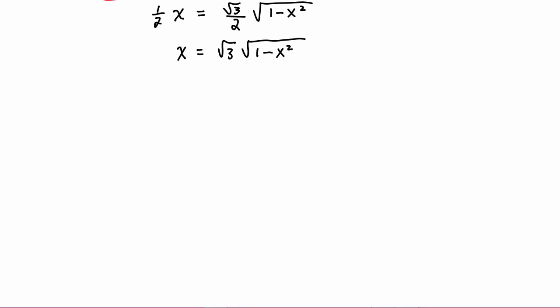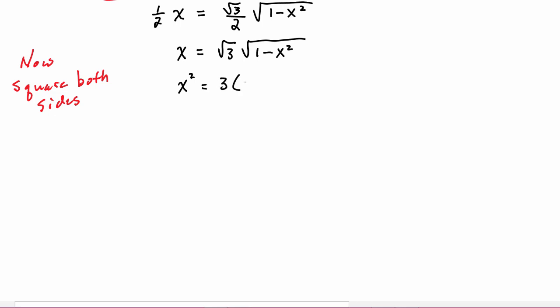Now we can use a technique from our algebra class where we square both sides. So the left-hand side becomes x squared, and the right-hand side becomes 3 times 1 minus x squared. All the radicals disappear. Now, we know when we square both sides that we are going to have to check for extraneous solutions.